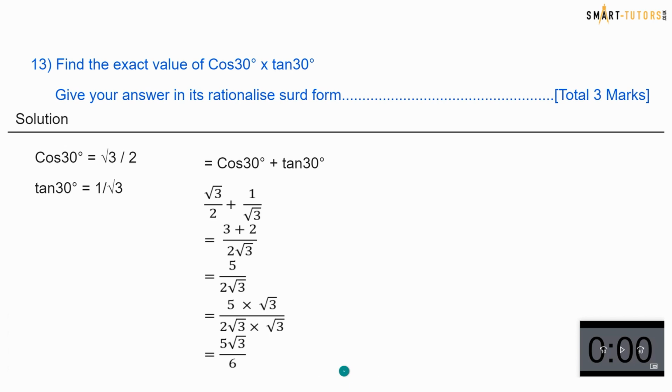So you can see this question is changed to give you an answer in its rationalized surd form. That should be the proper wording in the exam paper. Rationalized surd form means don't leave the denominator as a surd. You've got to times by root 3 to get rid of the surd from the denominator. So that is the answer for question number 13.